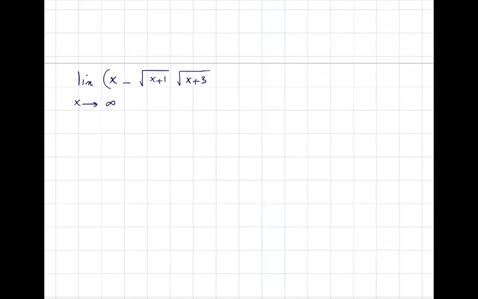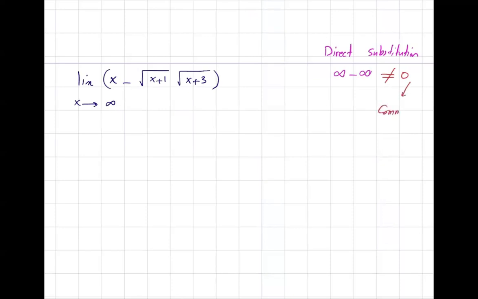Suppose you're interested in finding the limit of x minus square root of x plus 1 times square root of x plus 3 as x goes to infinity. If you use direct substitution, you end up with infinity minus infinity, which is not 0. It's a common mistake for students that they say, hey, infinity minus infinity is 0, so this limit is equal to 0. This is wrong, everyone.